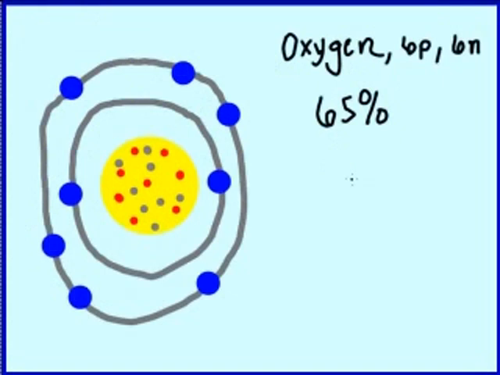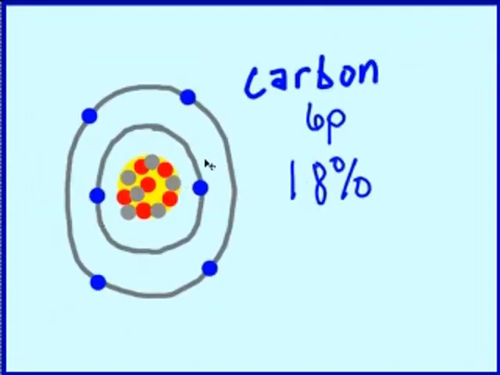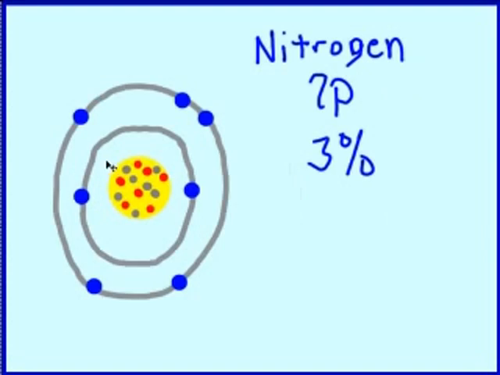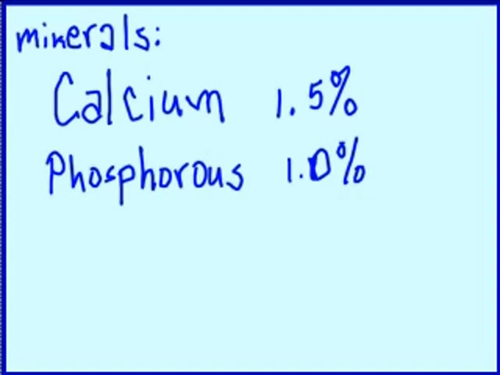Okay, let's review the major elements of the human body. The most abundant, number 1, is oxygen with a percentage of 65. The second element is carbon with a percentage of 18. The third is hydrogen with a percentage of 10. The fourth is nitrogen with a percentage of 3. And the 5th and 6th are calcium with a percentage of 1.5 and phosphorus with a percentage of 1.0. And these two and all of the other elements in the body are minerals. And these are the major elements of the human body.